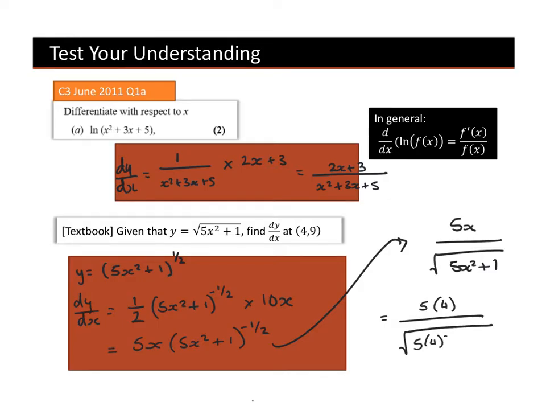5 lots of 4 squared plus 1. 16 times 5 is 80, plus 1 is 81. 20 over, and then root 81 is 9. I get 20 over 9. Am I right? Okay.